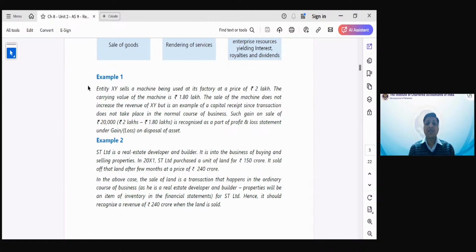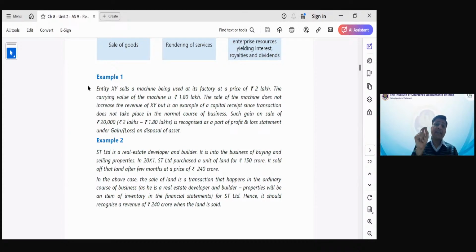Such gain on sale, which is rupees 20,000, is recognized as a part of profit and loss under gain or loss on disposal of asset. Now in this particular example, what you need to understand is that something which is sold by the entity in the ordinary course of business, in relation to the inventory, that is what you call as sale.